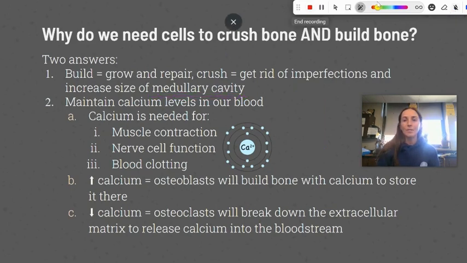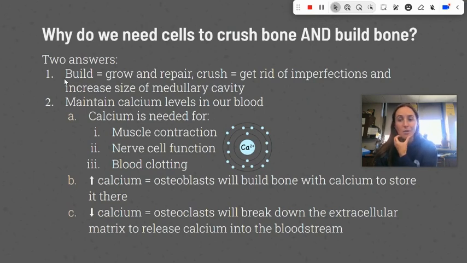The second reason we need these bone building cells and bone crushing cells is to maintain calcium levels in our blood. So we know that calcium is needed for many functions of the body. For our muscles to contract and move around, we need calcium to help us out with that. For nerve cell function, we need calcium to play a role in sending signals. It also helps our blood create clots if you get hurt. So calcium is a really important nutrient that we need all the time just for basic functions.